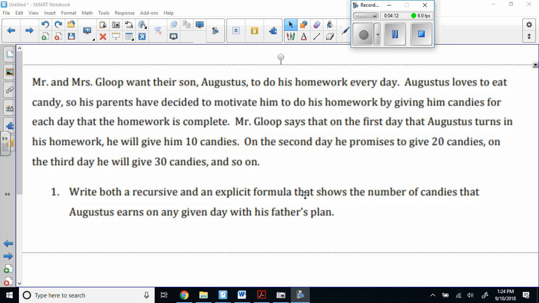So Mr. Gloop says that on the first day that Augustus turns in his homework, he'll give him 10 candies. And then on the second day, he promises to give him 20 candies. And then on the third day, he promises to give him 30 candies. And so on. So write both a recursive and explicit form that shows the number of candies that Augustus earns on any given day with his father's plan.